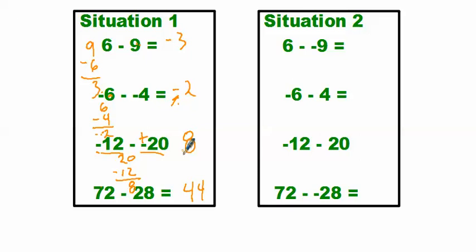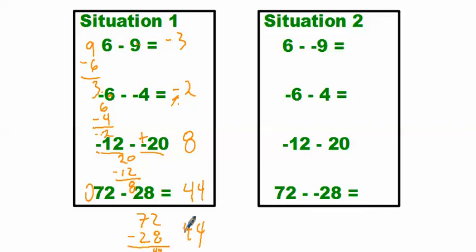There we have it. Finally, for this problem, same thing. 72 minus 28, and I get 44, so 44. Which number is farther from 0? 72 or 28? Well, 72 is, and that was a positive, therefore my answer will be a positive.